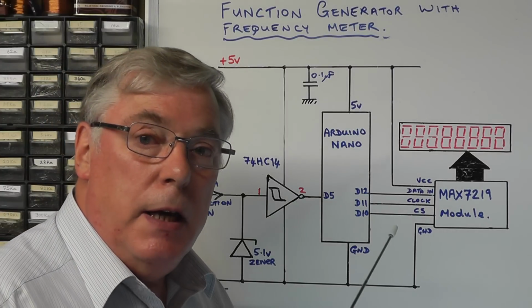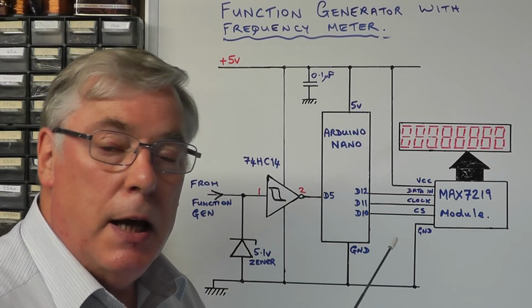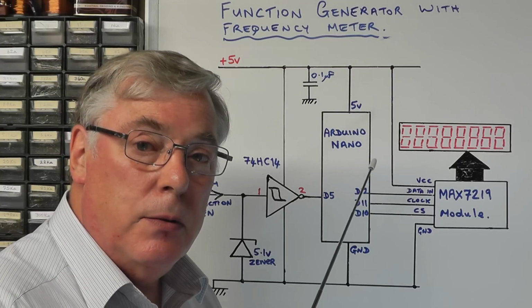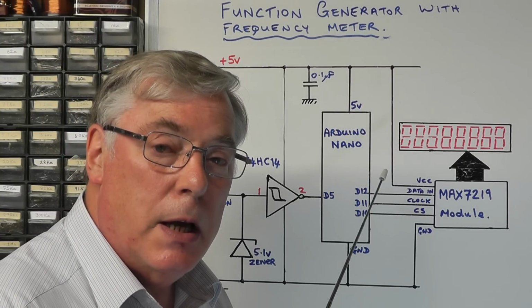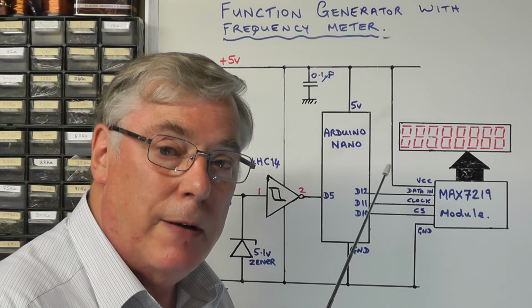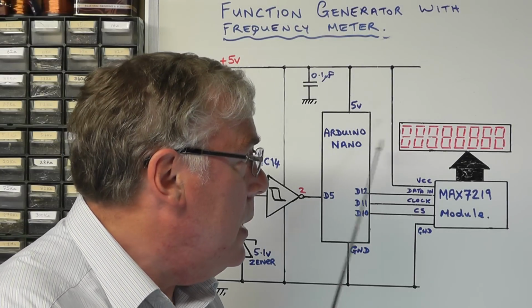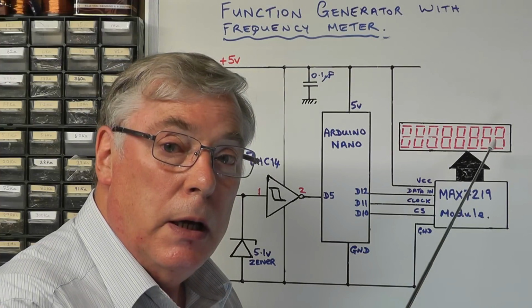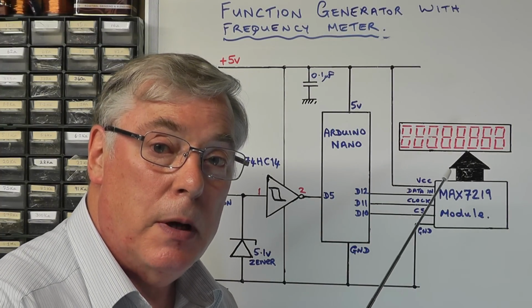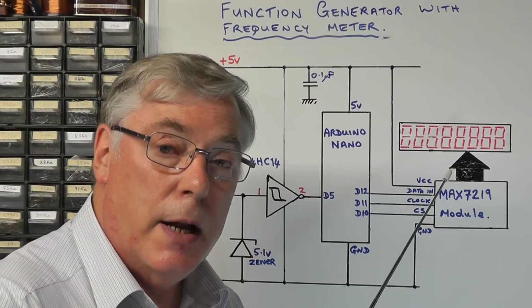Right, well here we have the frequency counter part of our project today. I'm simply going to use an Arduino Nano and program that to act both as a frequency counter and then use it to drive an 8-digit 7-segment display. Now the 7-segment display module is itself driven by a MAX7219 chip, which is controlled by the Arduino Nano.